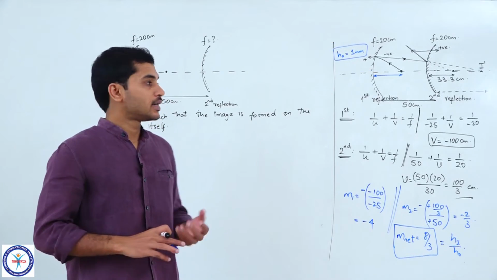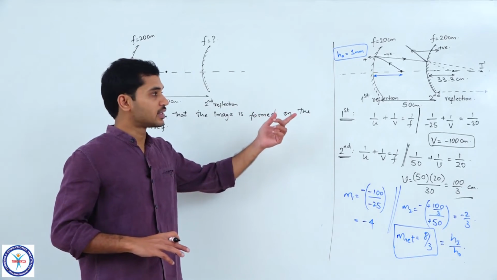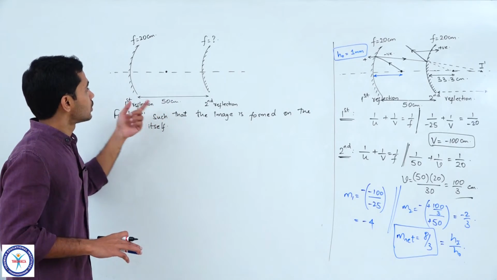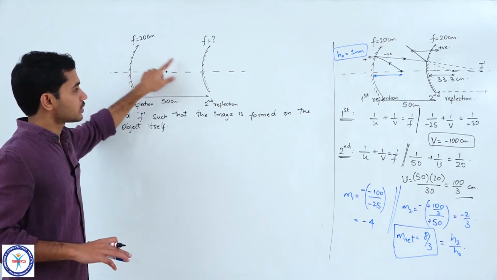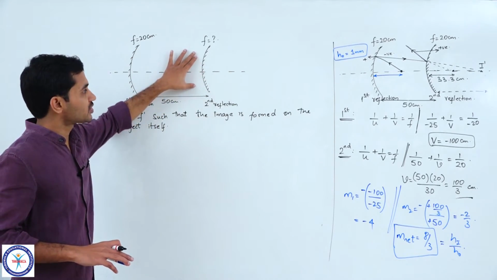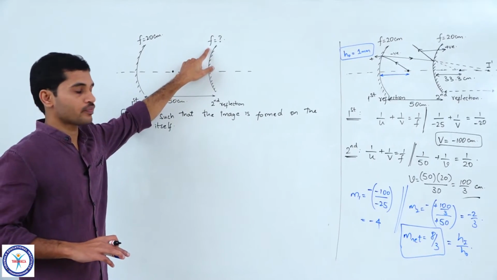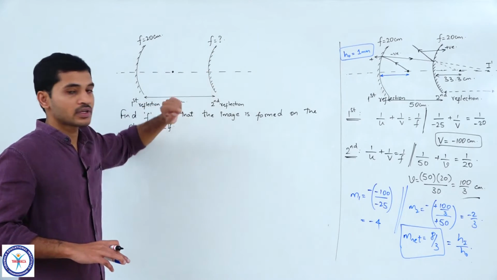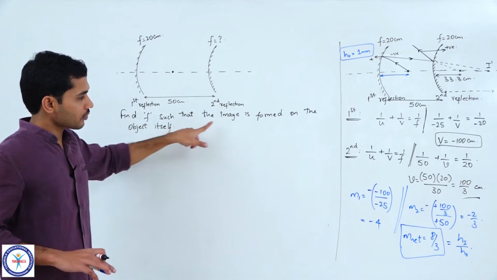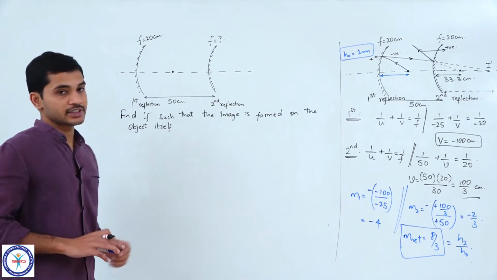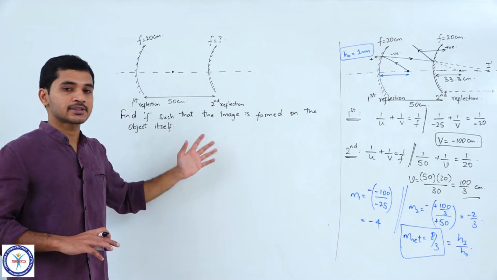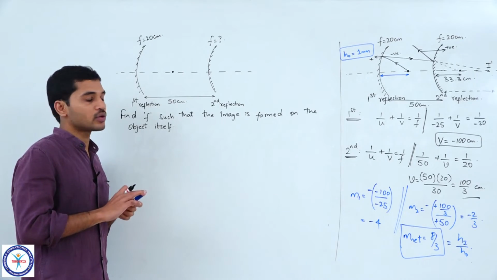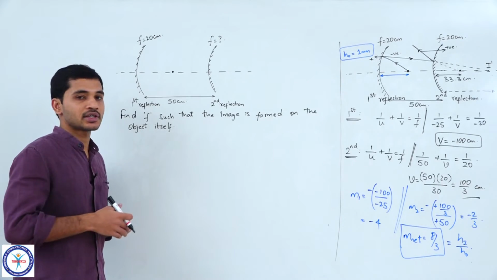Students, I have taken the same case which we have discussed earlier, the same scenario. I have drawn it once again. Concave mirror 20 centimeters, convex mirror, this time the convex mirror's focal length is not known. So we have to find the value of f such that the image is formed on the object itself. We have discussed this concept in the earlier class. I want you to once again think about this and you can easily complete this now.